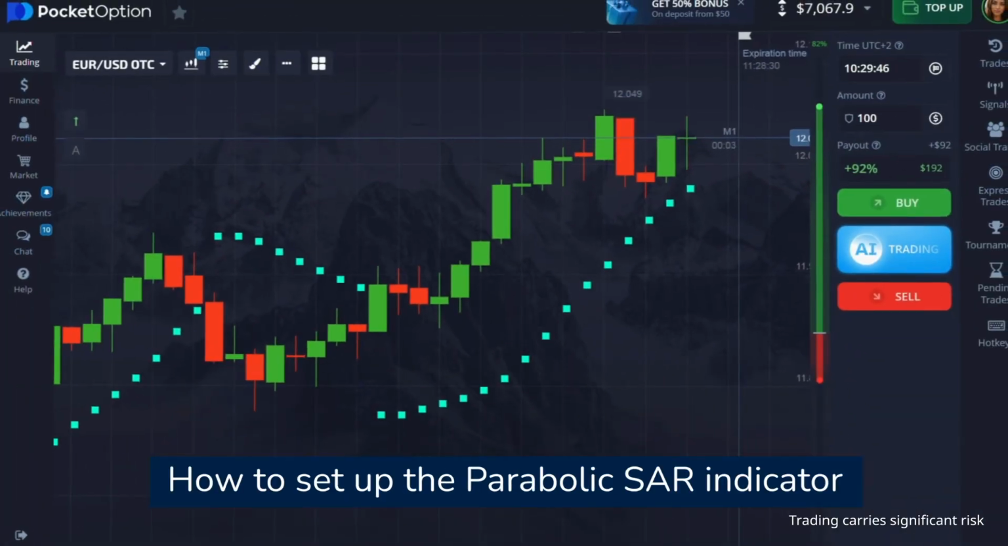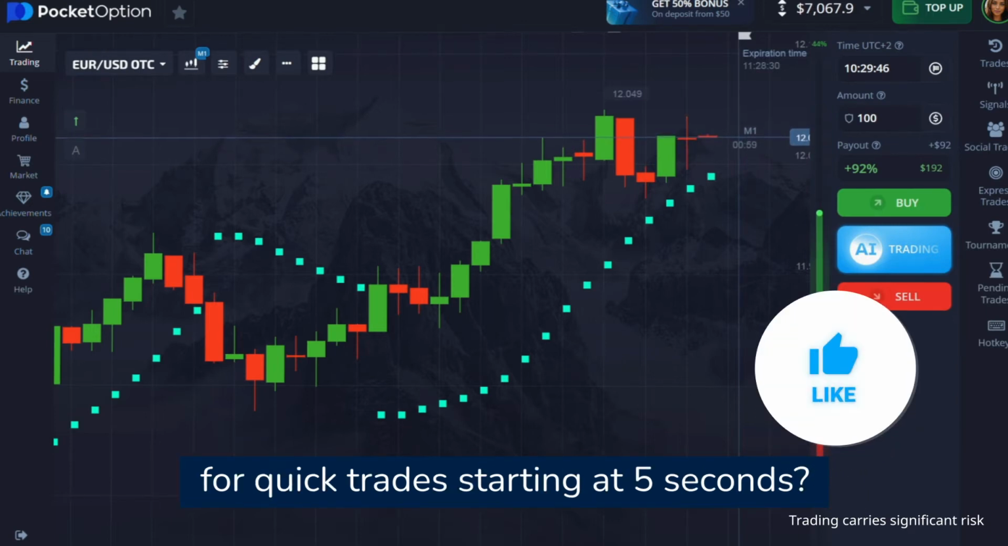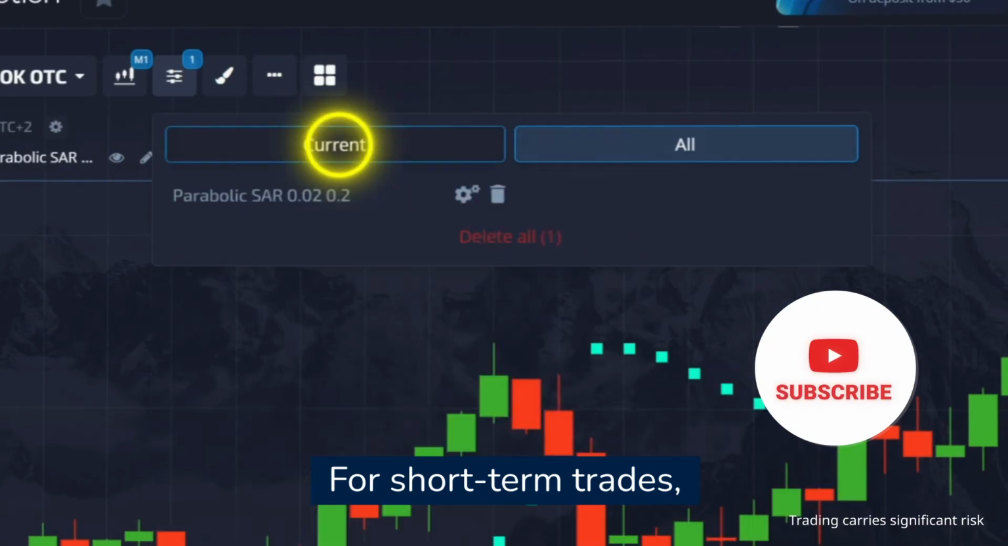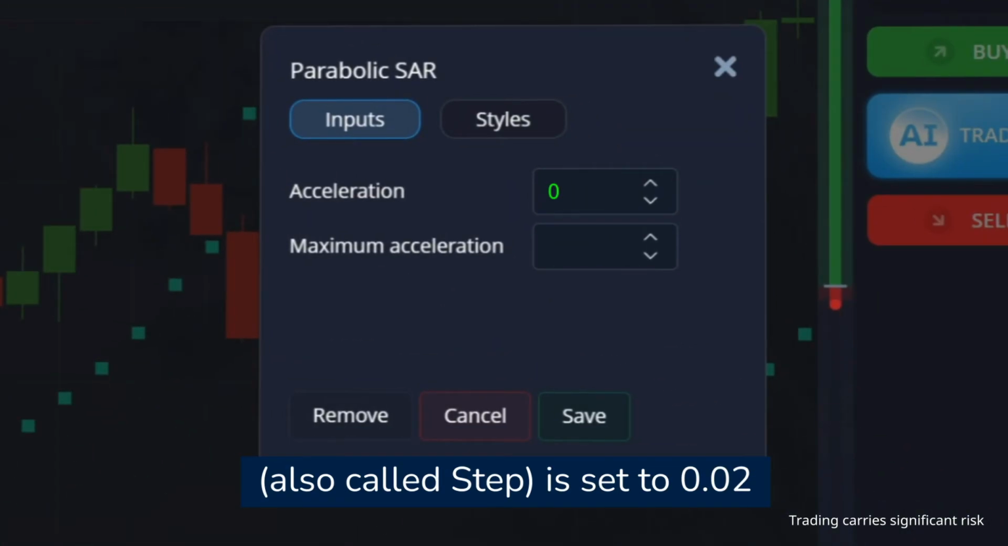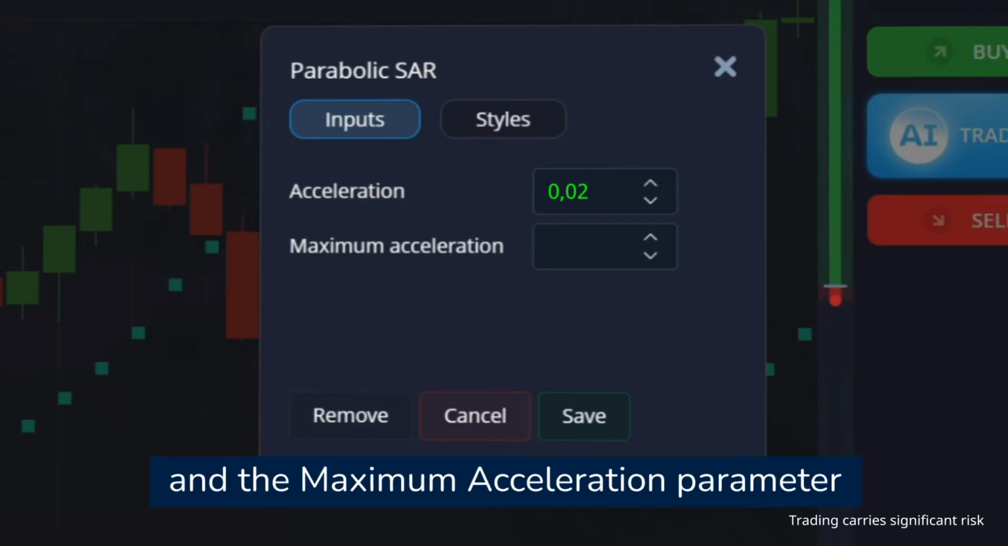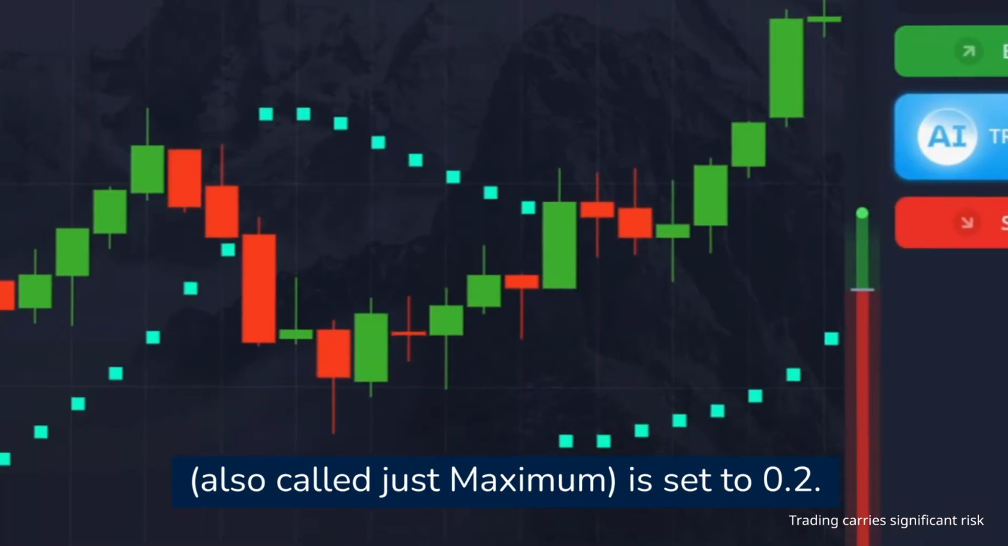How to set up the Parabolic SAR indicator for quick trades starting at 5 seconds. For short-term trades, the acceleration parameter, also called step, is set to 0.02, and the maximum acceleration parameter, also called just maximum, is set to 0.2.